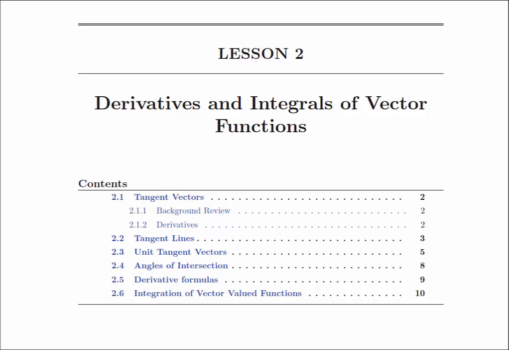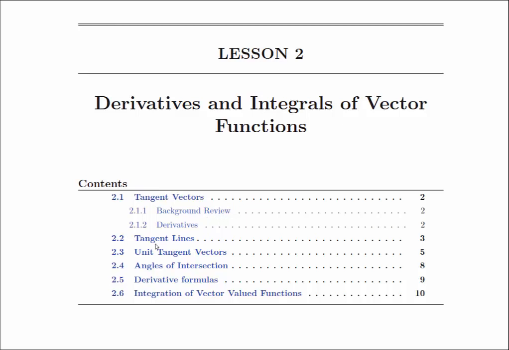Today we're going to do Lesson 2, Derivatives and Integrals of Vector Functions. And what we're going to do to start is we're going to look at what it even means to take a derivative of a vector-valued function and how that will give us tangent vectors. We'll see a little bit of background on how we subtract vectors in the first place.